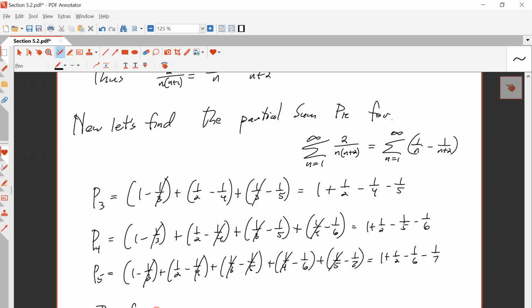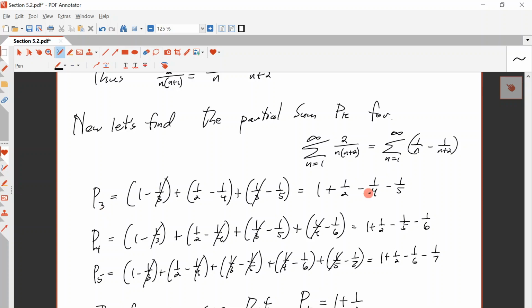Therefore, we see that pk is equal to... All right, well, each of these partial sums has got 1 plus a half, 1 plus a half, 1 plus a half. So probably that's going to be there.